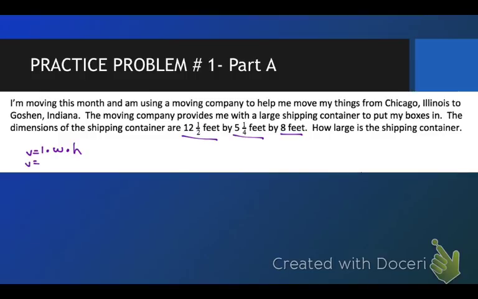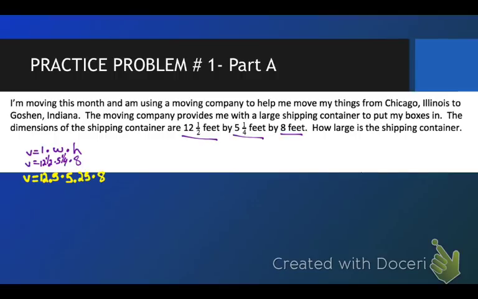Second thing you're going to do is plug in the numbers. So we have 12.5 times 5.25 times 8. Now, unfortunately, your calculator cannot do fractions. So I'm going to rewrite these, and I'm going to change my fractions to decimals. You probably want to do the same thing. 12.5: 12 is a whole number, and a half is 0.5. So it's going to be 12.5 times 5, and 1/4 is 0.25, times 8.